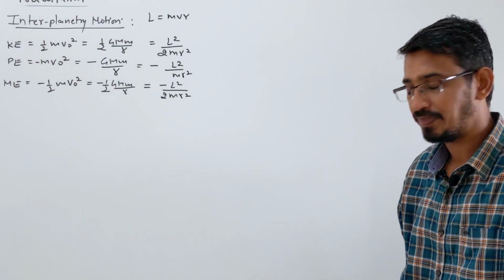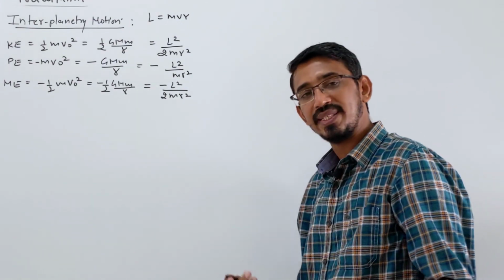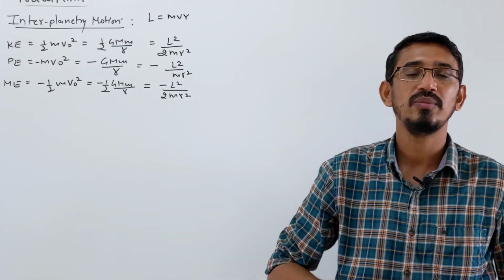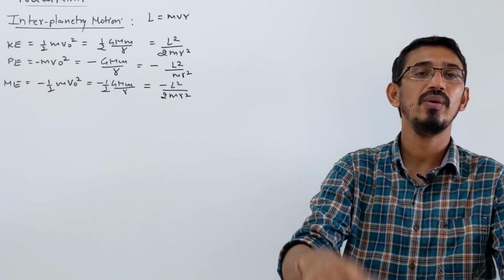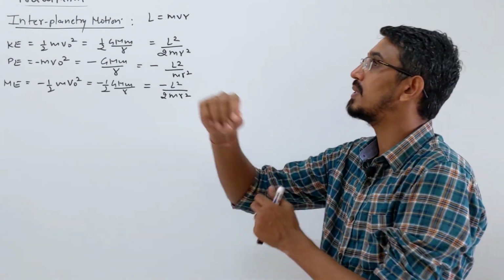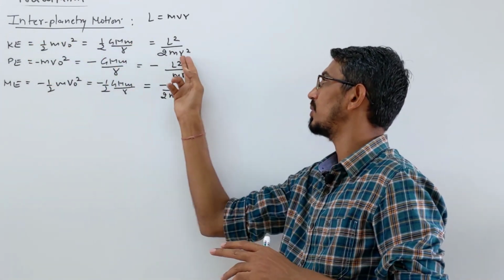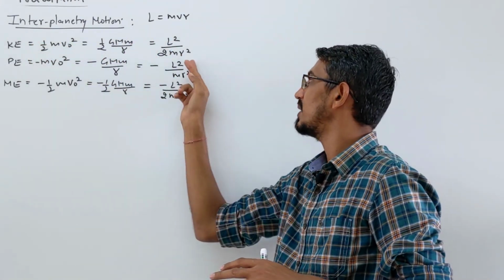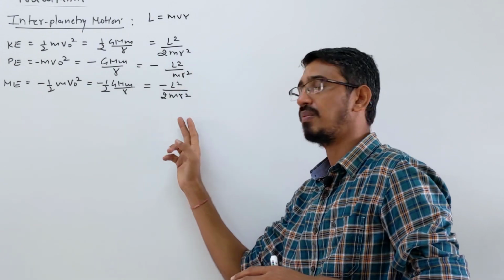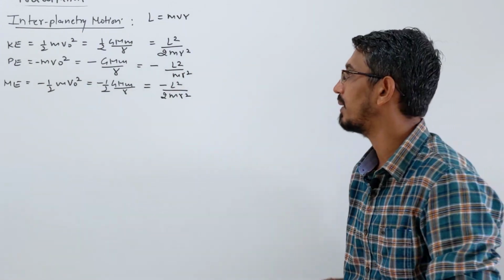Because many times they say that two satellites are moving around a planet having the same angular momentum. Angular momentum same is given, so you use this term, then the radius will be given, and they ask what is the ratio of their energy. So you see the kinetic energy varies inversely as the square, since the angular momentum is given the same.